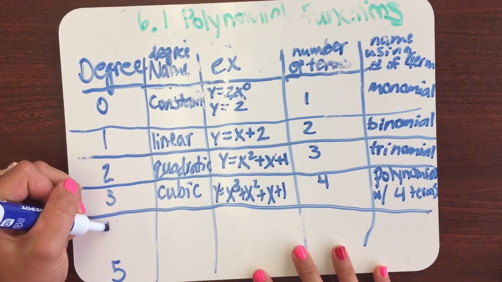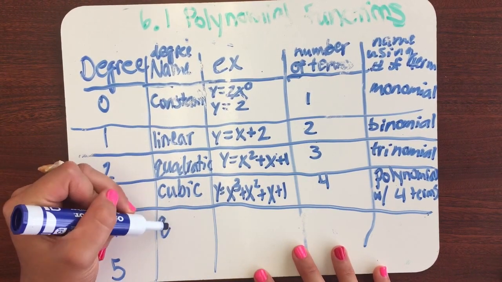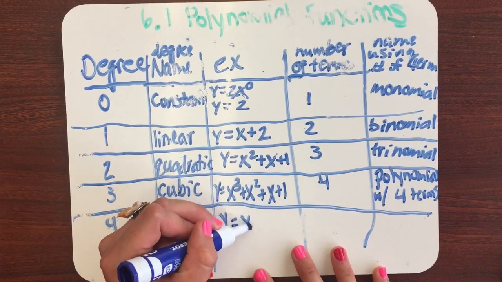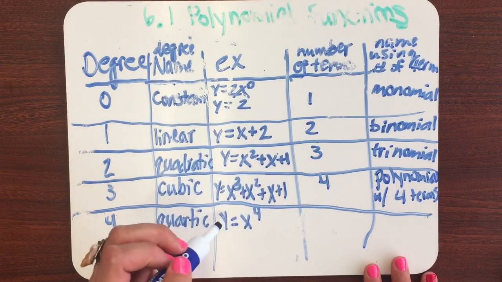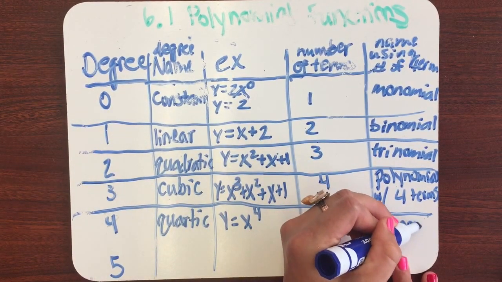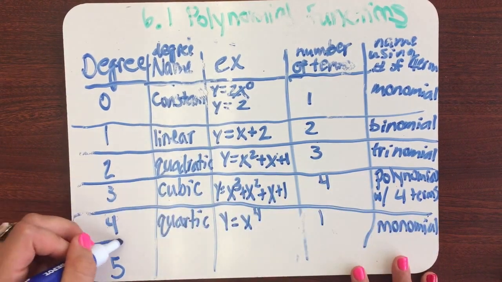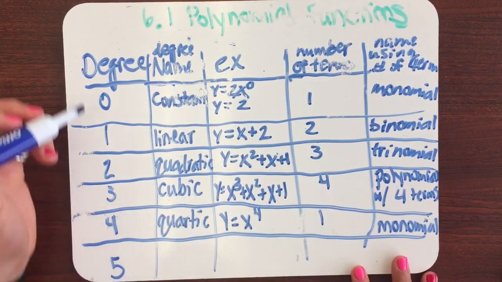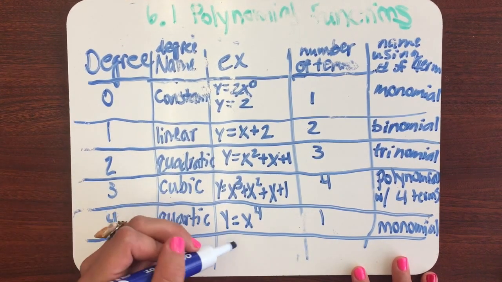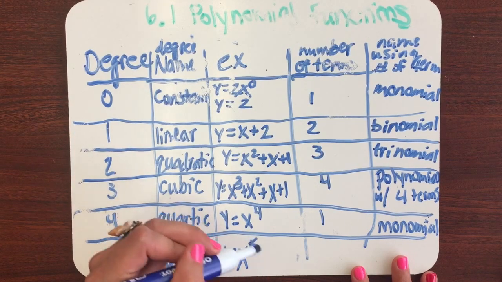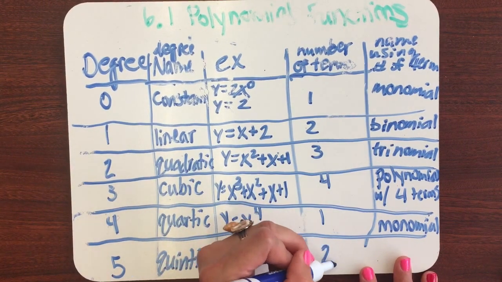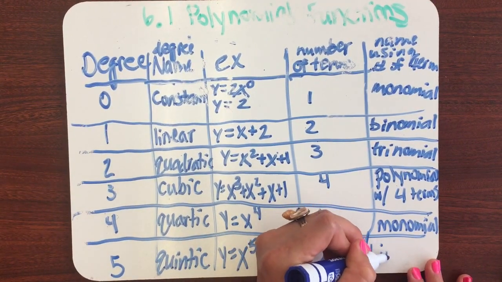If it has a degree of 4, we call that a quartic. For example, y equals x to the 4th. That only has one term here, and again we call that a monomial. And finally, if we have a degree of 5, we call that a quintic. For example, y equals x to the 5th plus 1. We have 2 terms, and we call that a binomial.